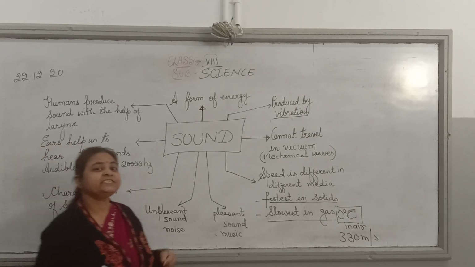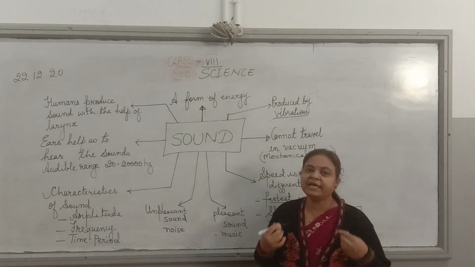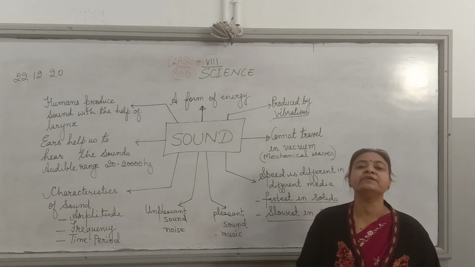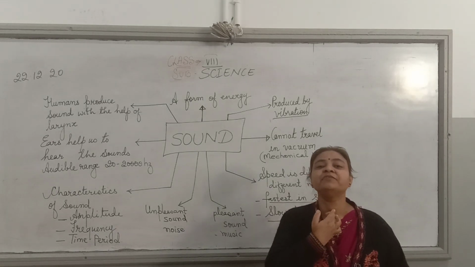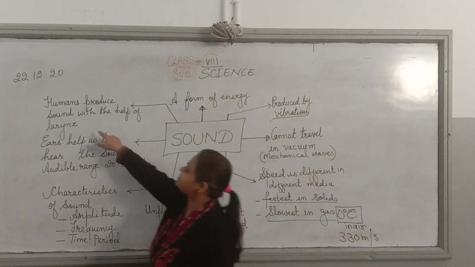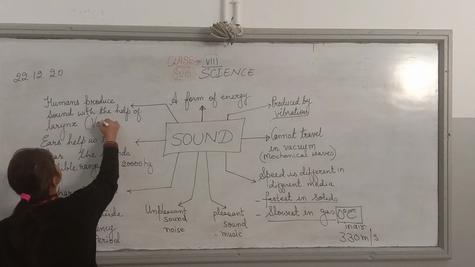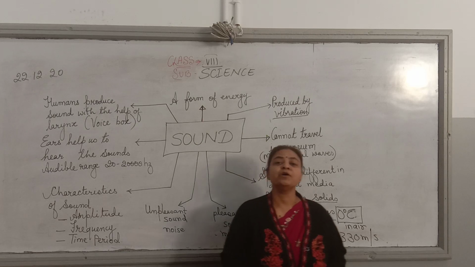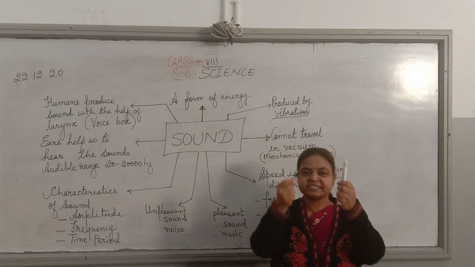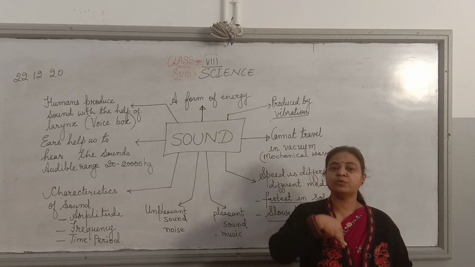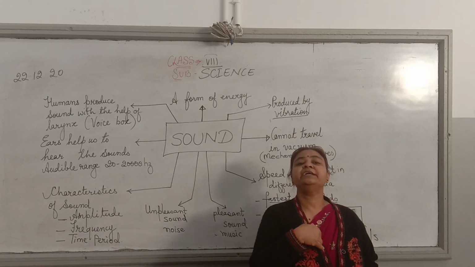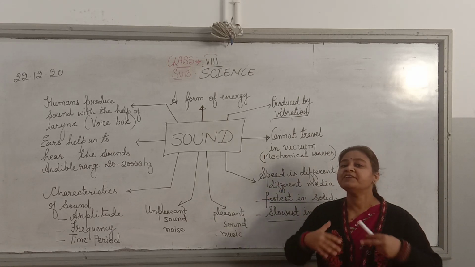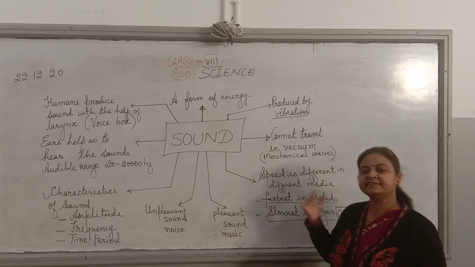Now, we humans also produce sound. Like I am talking to you. Why am I able to communicate my thoughts to you in the form of sound? Because here in the throat we have an organ called larynx, or we also call it voice box. This voice box has vocal cords. Vocal cords are stretched membranes. When we try to speak, we let the air go inside our larynx and the vocal cords vibrate, producing the sound.